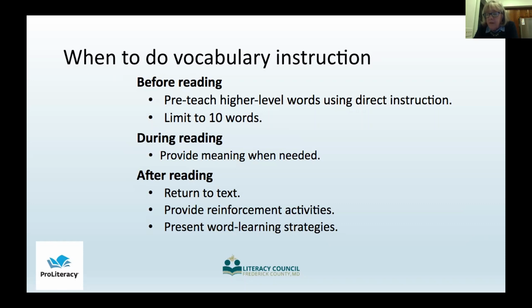Unless you're practicing fluency, which is where you don't want to stop, you can stop and explain the word, ask questions, make sure they understand. This will help the student comprehend the text.